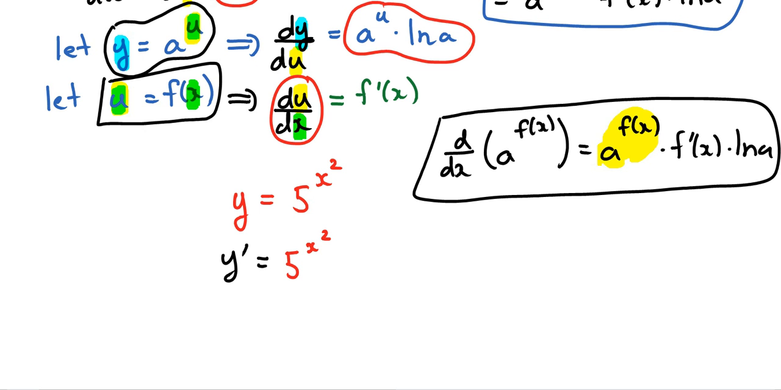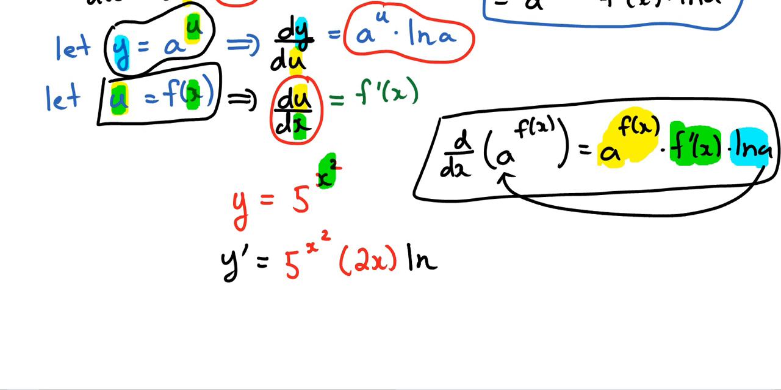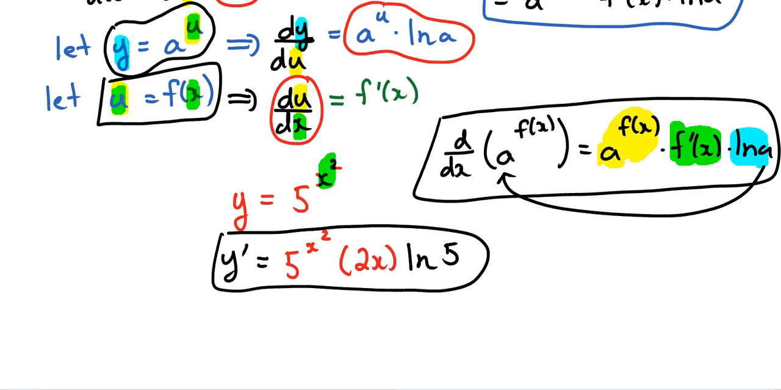And then I need to have the derivative of the exponent. So what is the derivative of my exponent here? Well, that's going to be 2x. And then the last part states that I need ln a. So what's ln a? Well, a is just the base, so my base here is just 5. So there it is, there's my derivative of this example. Alright, let's move on to the next one.